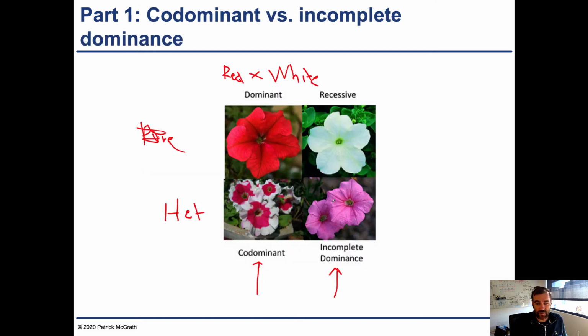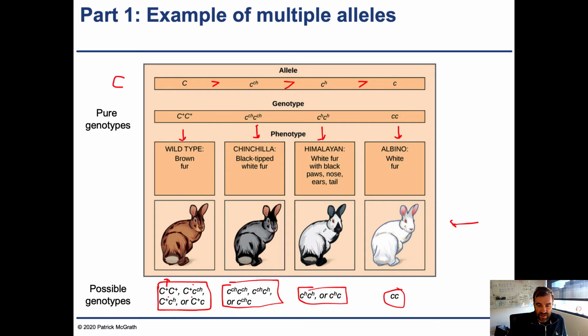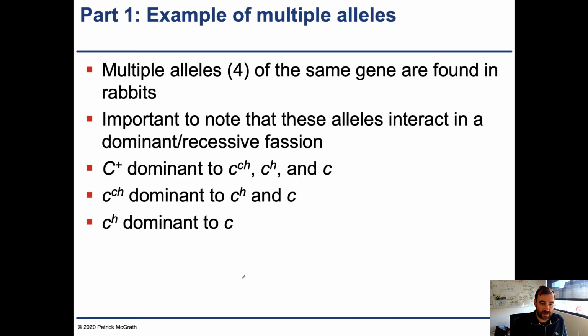This is not an example of incomplete dominance, because incomplete dominance refers to comparing. You always have to compare the heterozygote to the two homozygotes. And incomplete dominance only occurs when the heterozygote is a mixture between the two homozygotes. So in this case, the Himalayan is a case of dominance recessiveness, because if we compare the heterozygote, it has the same phenotype as one of the homozygotes. So hopefully that makes sense.